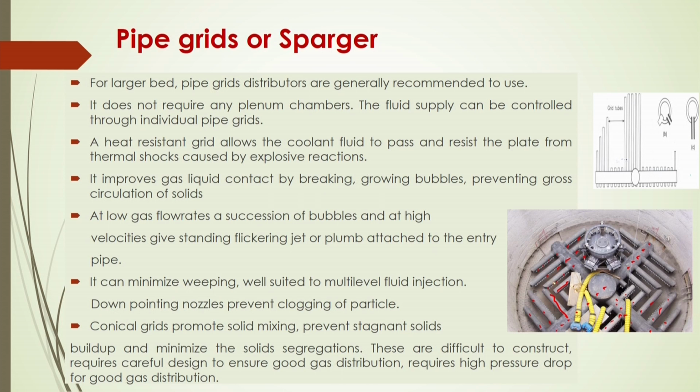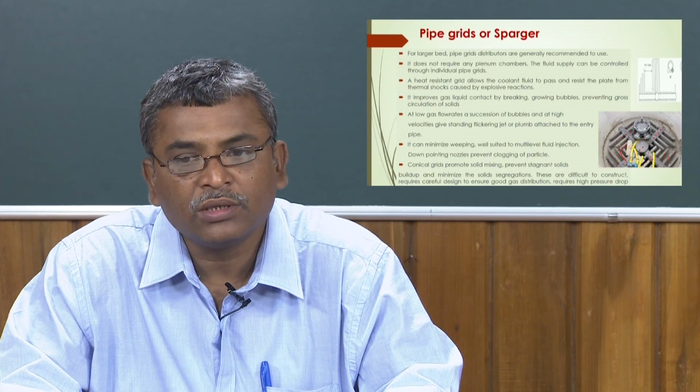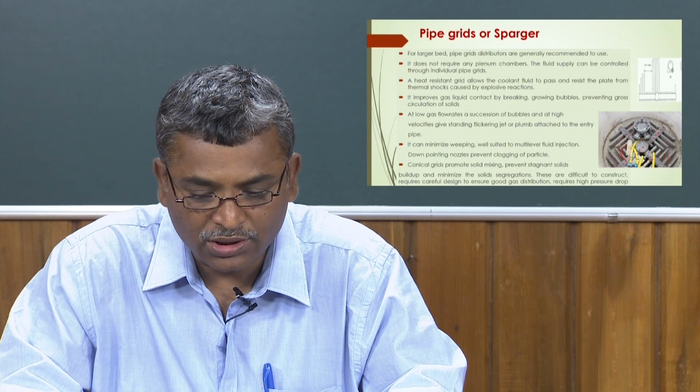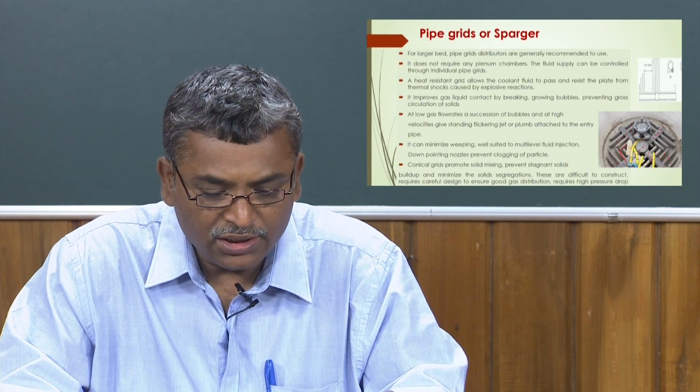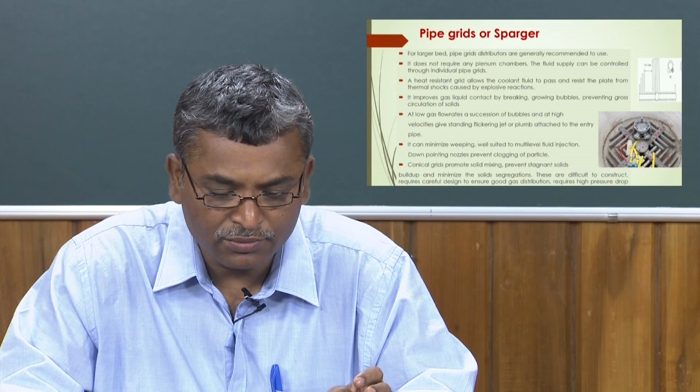So, for larger beds, this pipe grid distributor is generally recommended, and it does not require any plenum chamber. Generally, for other distributors, a plenum should be designed and attached from the bottom, with a gap to enhance equal distribution of the gas without disturbing the nozzles of the gas distribution. Of course, the fluid supply can be controlled through the individual pipe grids.